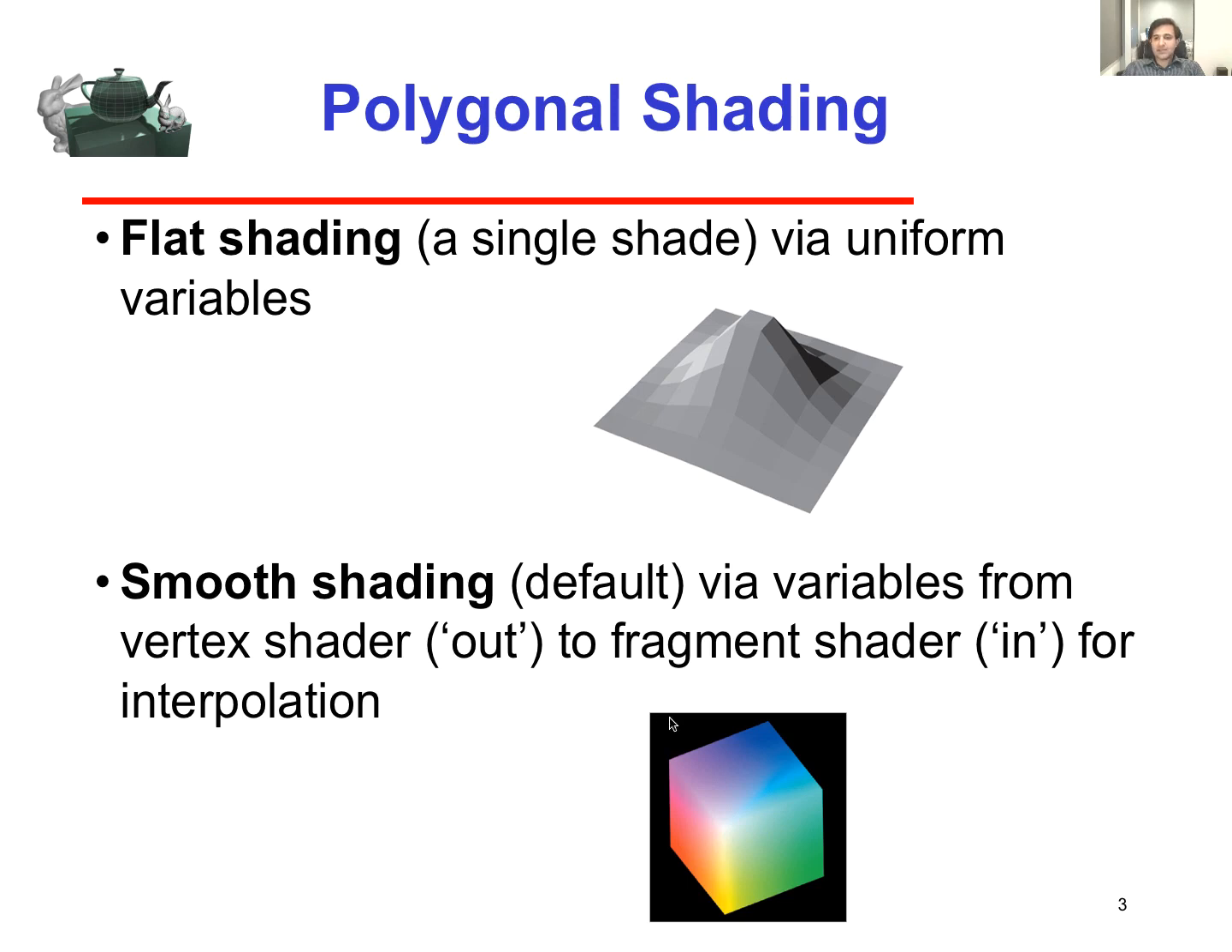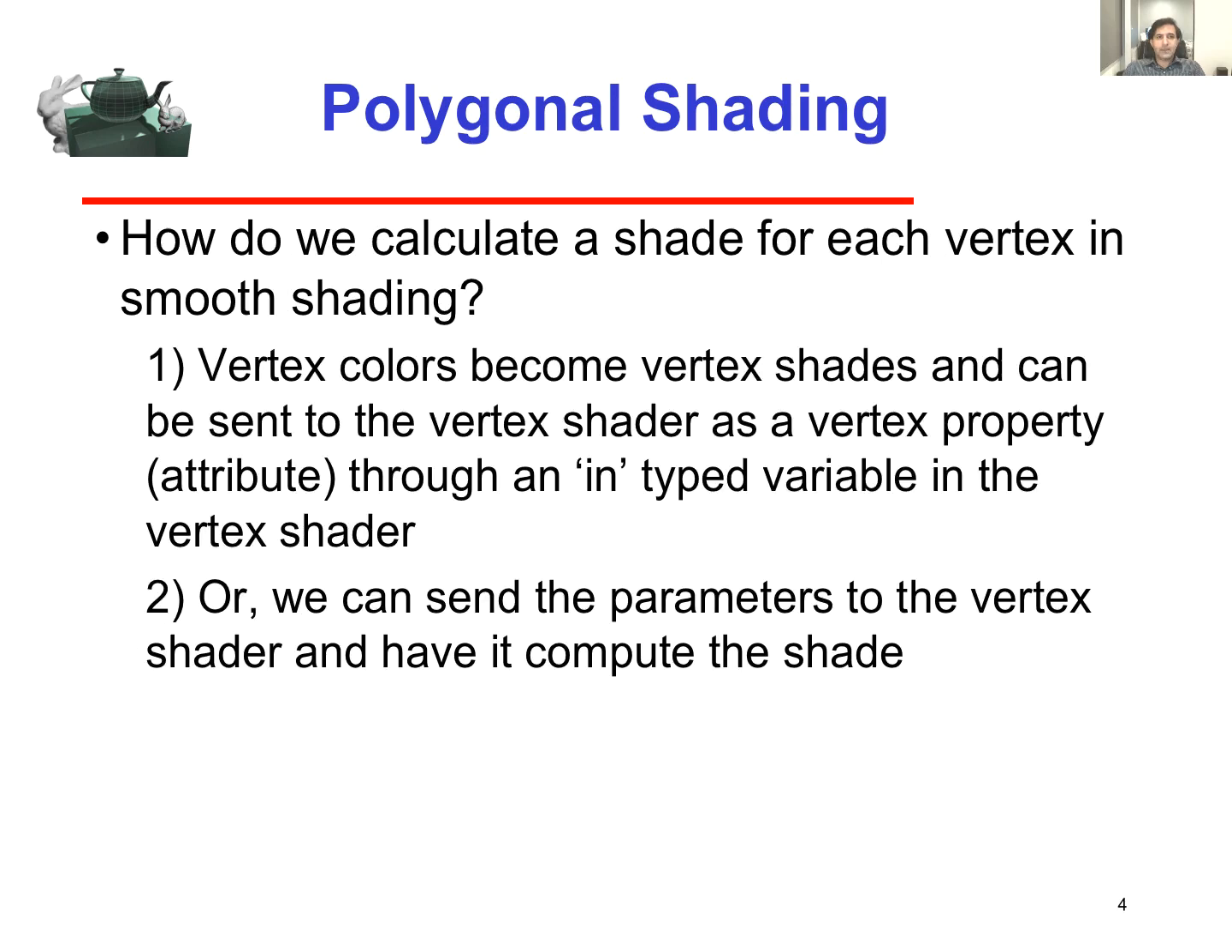And here is an example that we have seen in one of the previous lectures. We have determined the colors of these 8 vertices, and all other colors across all the 6 faces of this cube have been interpolated by the rasterizer. So this is an example of smooth shading. In this lecture, we want to focus on smooth shading.